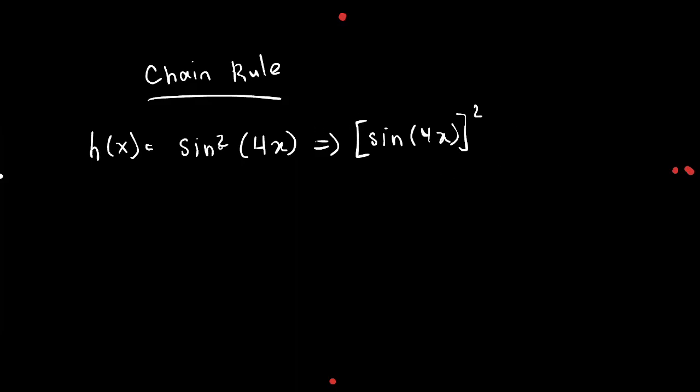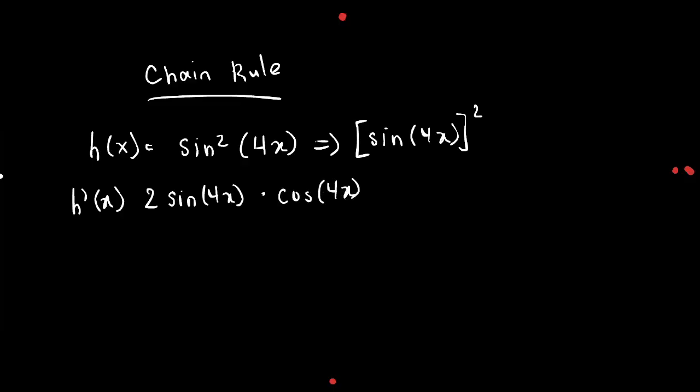These two are equivalent. So clearly this squared is the outer function and the sine of 4x is the inner function. So what is our h prime of x? We bring the 2 down, so that's 2 times sine of 4x raised to the 2 minus 1, which is just 1. So it's just 2 times sine of 4x, right? Times the derivative of sine of 4x. The derivative of sine is cosine, so this is cosine of 4x.